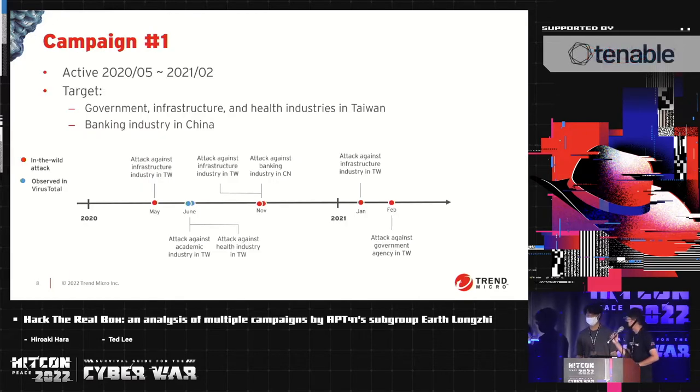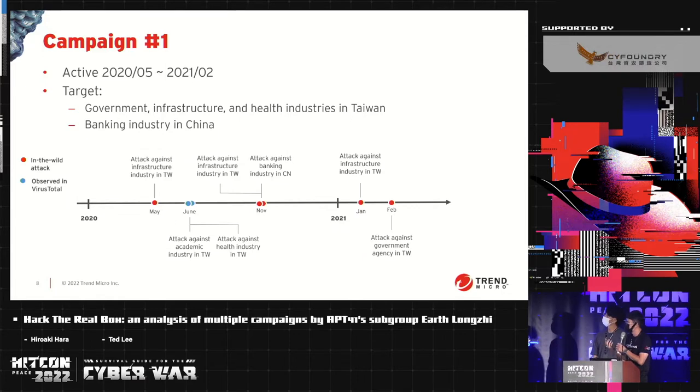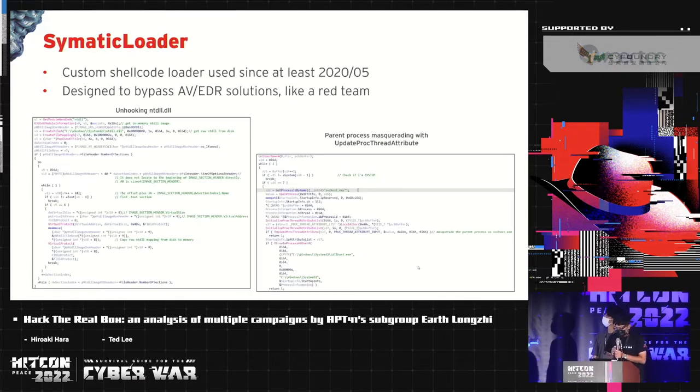Okay, so campaign one. The active time started from May 2020 to last February. Their targets are basically a government-related organization in Taiwan and also the banking industry in China. This is the loader used in campaign one, the Symantec loader. We found this loader in May 2020.